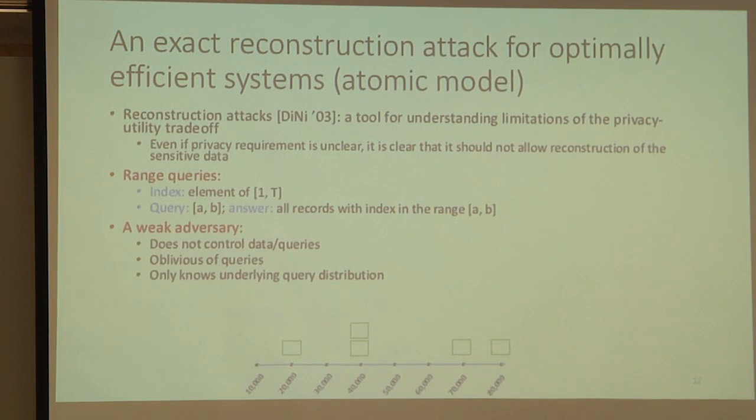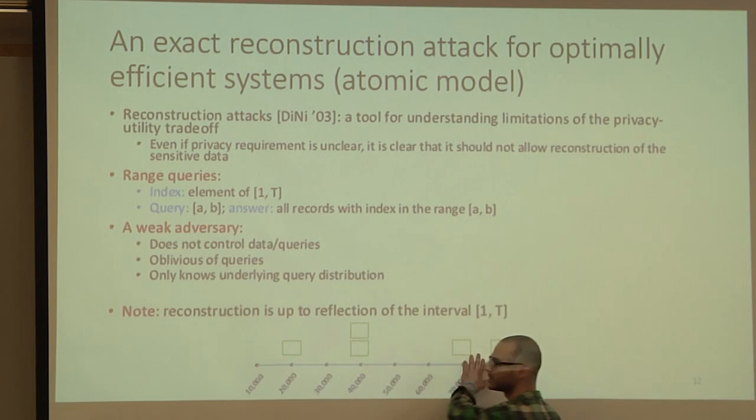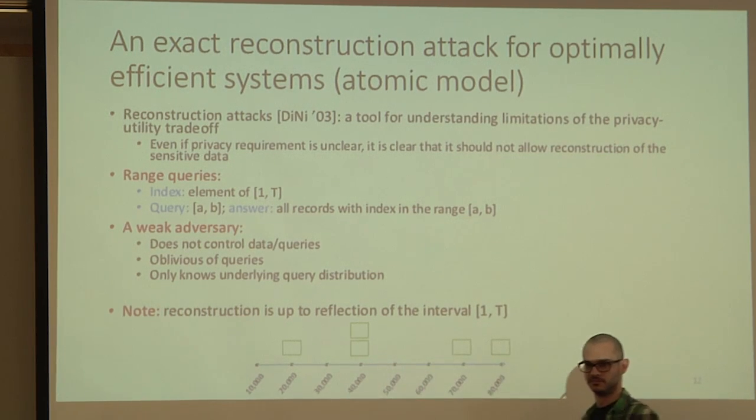And we're going to assume a weak adversary who only knows the domain size and the values of the domain, and he's trying to find the distribution. He doesn't know anything about this distribution. He cannot control the data or the queries. He doesn't know what queries are asked, and he only knows that these queries are drawn from a distribution. So he knows the query distribution that the bank is using. We're going to consider that a reconstruction attack is successful if we get either this distribution depicted here or the mirrored version of it. We're going to consider these the same.